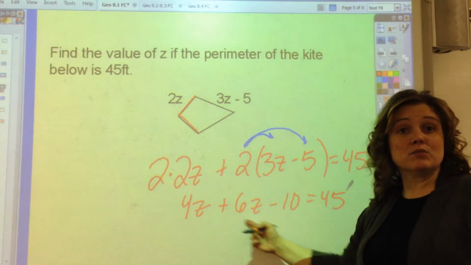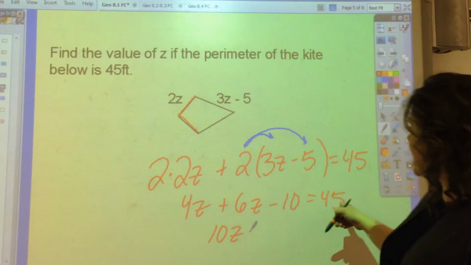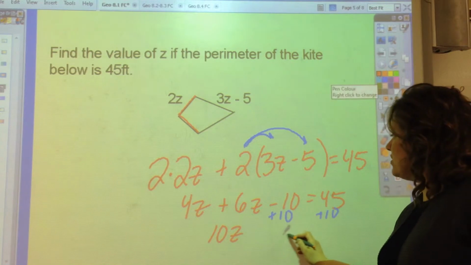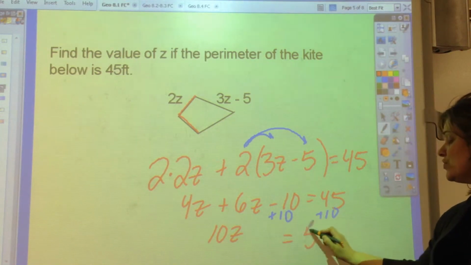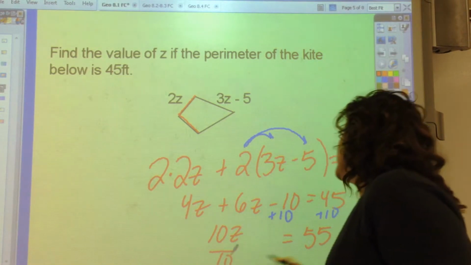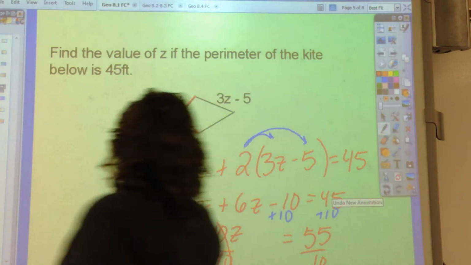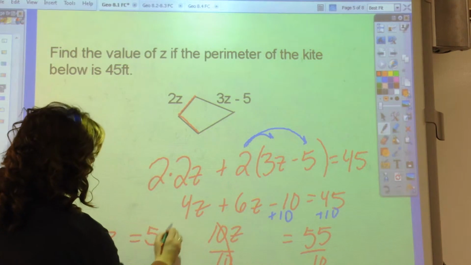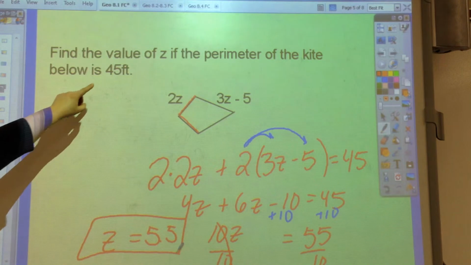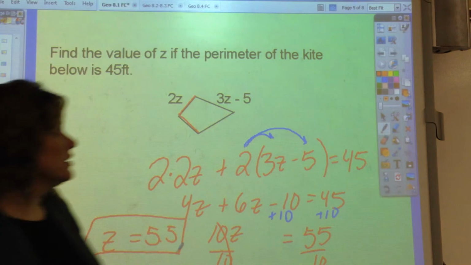And over here, let's combine some like terms. 4z plus 6z is 10z. And let's add 10 to both sides right here, and take 2 steps at one time. And I get 10z equals 55. My final step to getting z alone is to divide both sides by 10. Here it cancels, and I end up with z equals 5.5. I don't have units here. Oh, I do have units. Units are feet. So technically, z would be in terms of feet. All right?